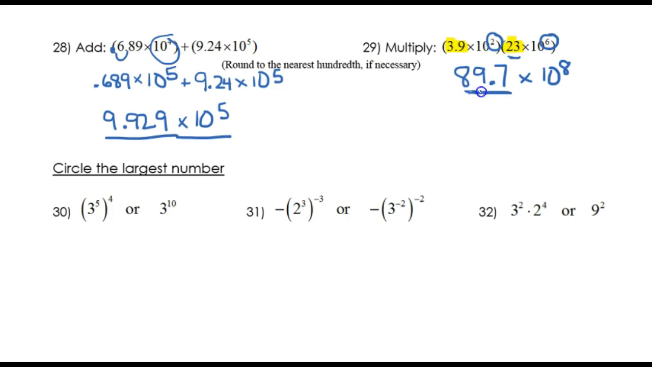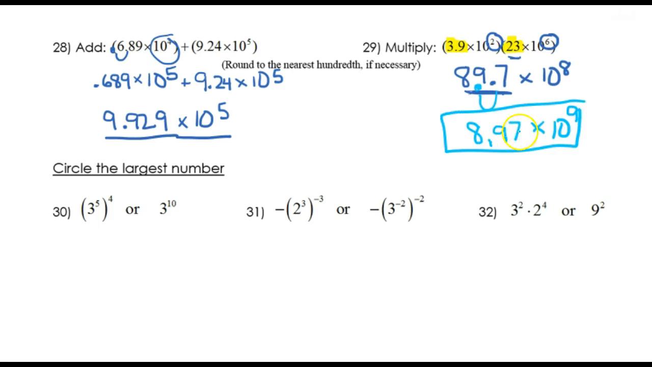Now, this is not in scientific notation. To be in scientific notation, I need to move the decimal place one place to the left. So I'm going to get 8.97 times 10. Now that I've moved that decimal place one place to the left, I need to add a power on there. So my final answer is going to be 8.97 times 10 to the 9th power.